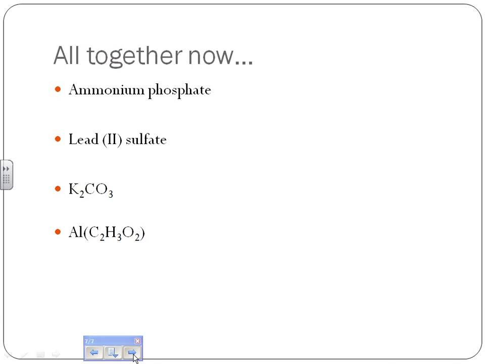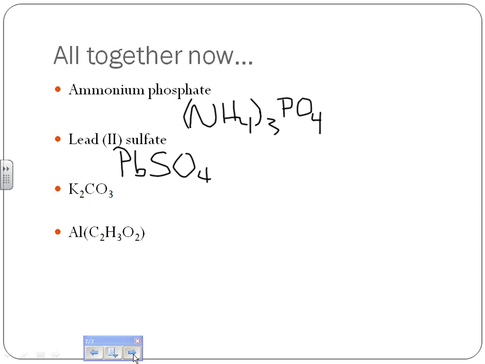Welcome back. If you did actually hit pause, here's what the formulas look like. Ammonium phosphate would be (NH4)3PO4. That's ammonium phosphate. Lead(II) sulfate would be PbSO4 would be our formula there. K2CO3 would be potassium carbonate.